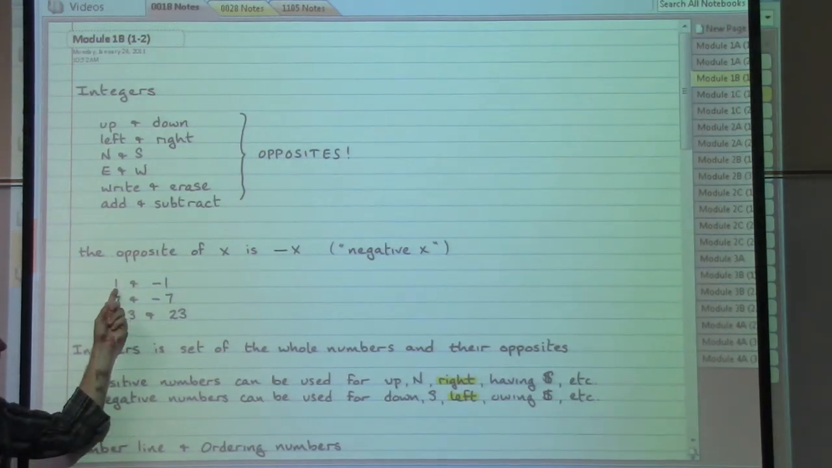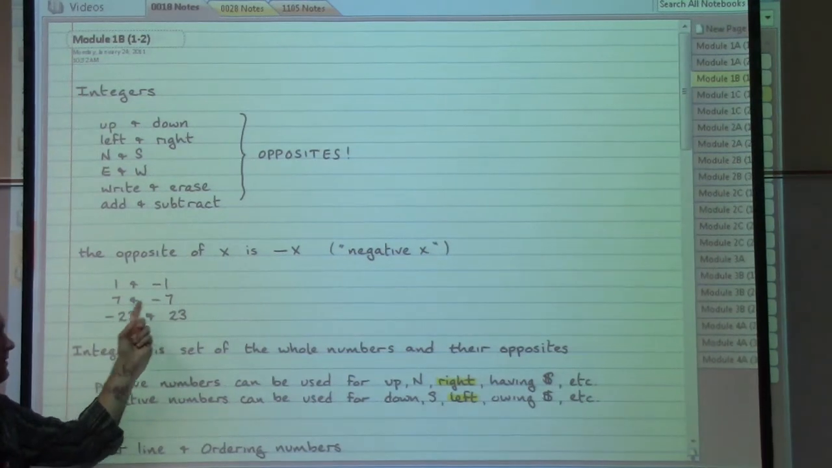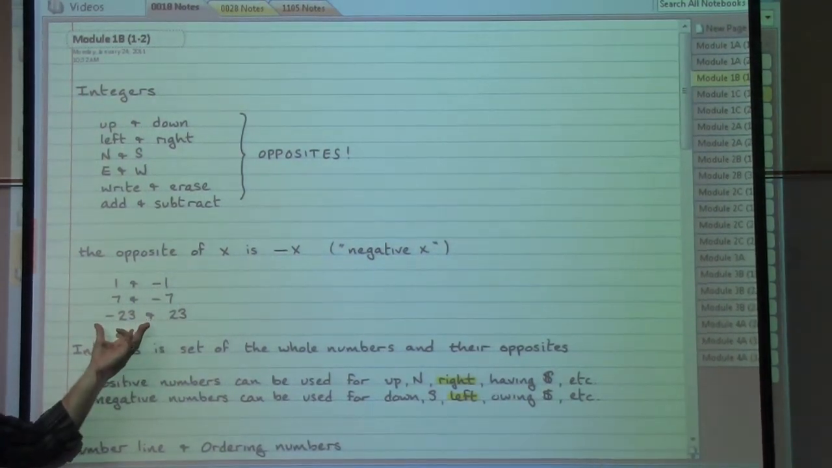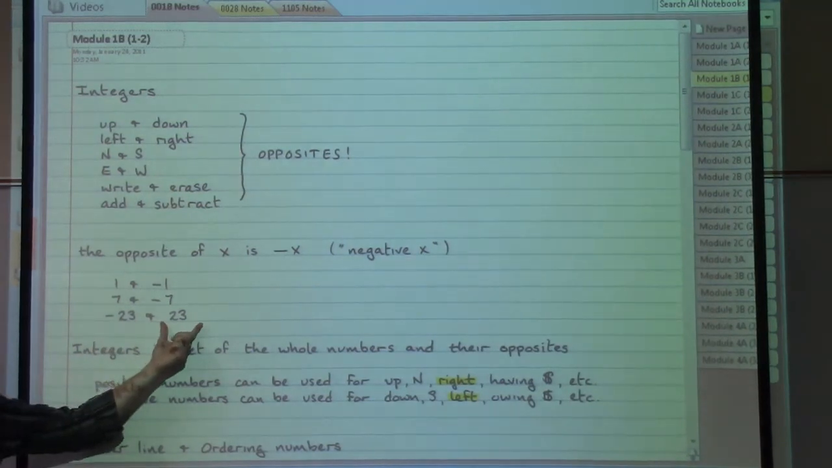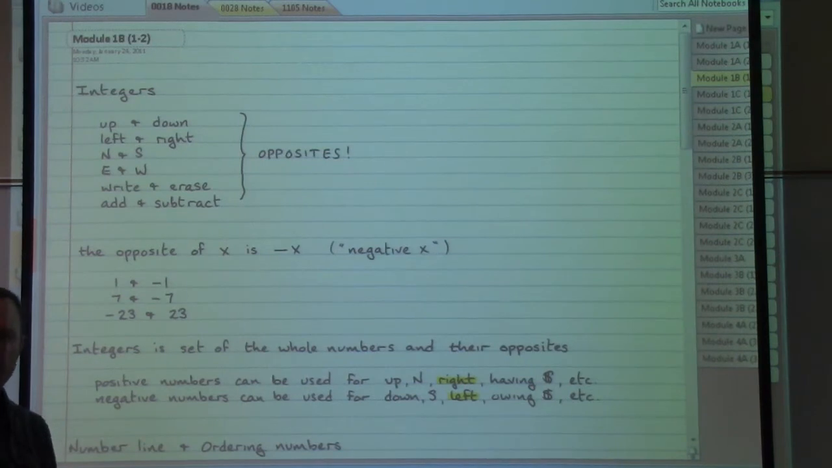If we start out with a 1, the opposite would be negative 1. If we start out with a 7, the opposite would be negative 7. If we started out with a negative 23, the opposite would be a positive 23. We don't need to have a symbol for that word positive. I've just said that as a matter of emphasis.